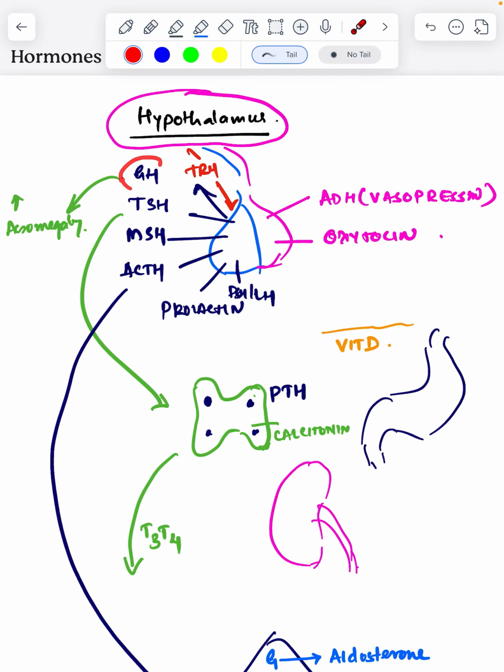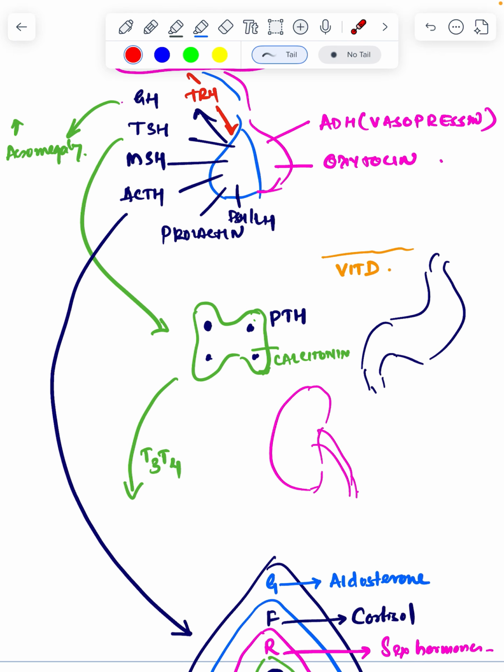Now growth hormone acts for growth of the cells. So after maturity, increased growth hormone leads to acromegaly. Thyroid stimulating hormone is acting on the thyroid gland. Thyroid secretes T3 and T4 after stimulation of this. Parathyroid has got itself parathyroid which secretes parathormone. Parafollicular C cells of the thyroid secrete calcitonin, and vitamin D is formed from the skin.